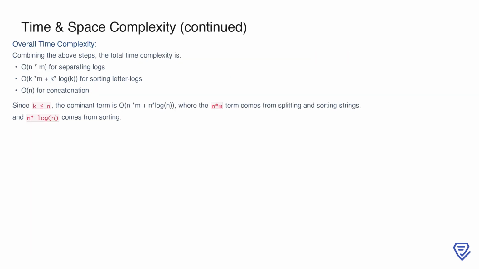When we combine the time complexities of all the steps, we get the overall time complexity of the solution. The separation of logs contributes O(n*m), sorting the letter logs adds O(k*m + k*log k), and concatenation is O(n). Since the number of letter logs, k, is always less than or equal to the total number of logs, n, we simplify the overall complexity to O(n*m + n*log n). Here, the n*m term accounts for splitting and processing the strings, while the n*log n term arises from sorting. This is the dominant term for the solution.